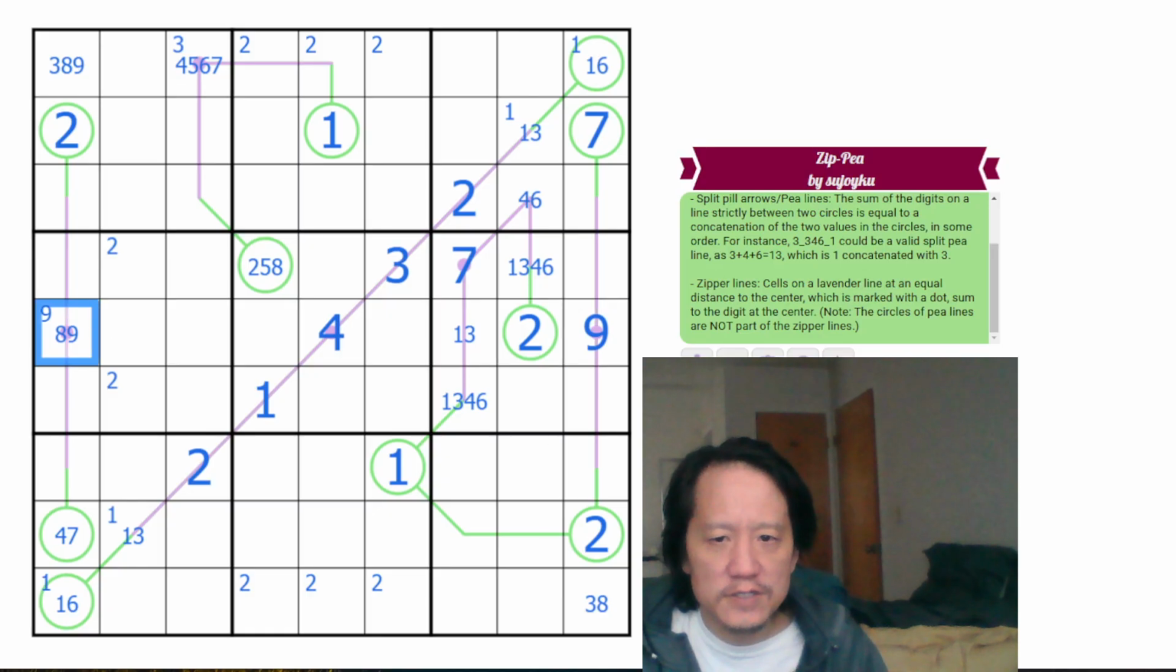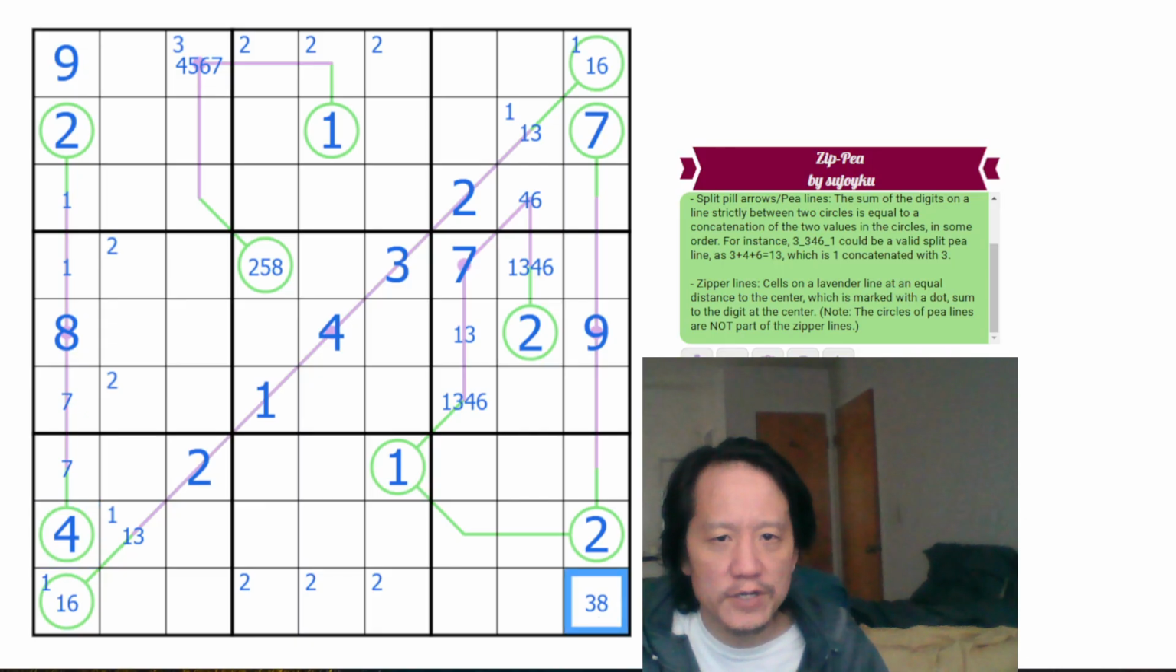Therefore, this is the 8, and we're looking for a 1, 7 pair. This can't be 1. This can't be 1, so the 1 has to be one of these. The 9 has to be here. So 1 is one of these. 7 has to be one of these two, which means, and this is 4.